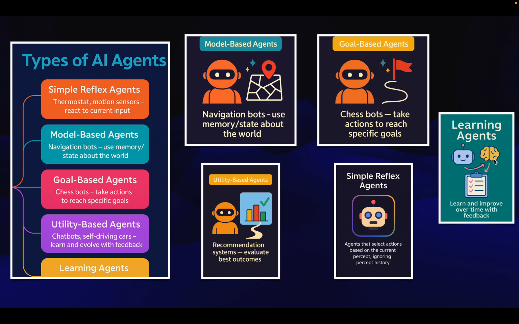So, as a final summary, from the reflex agent to a learning system, AI agents come in many forms, each with a different level of intelligence. Whether model-based, goal-based, utility-based, simple, or learning agents, understanding this helps you design and choose the right kind of agent for your own projects.